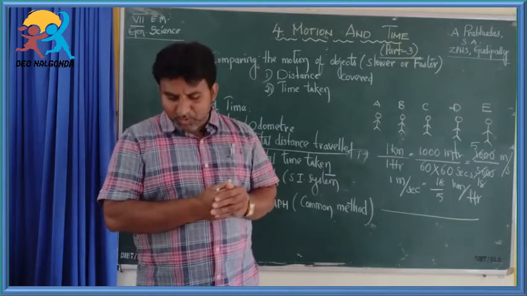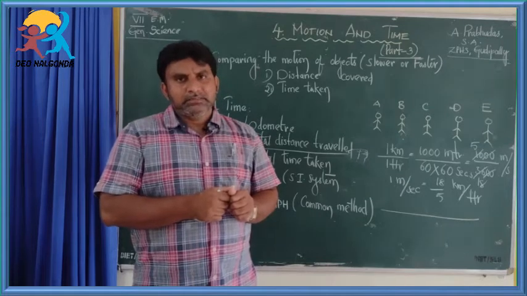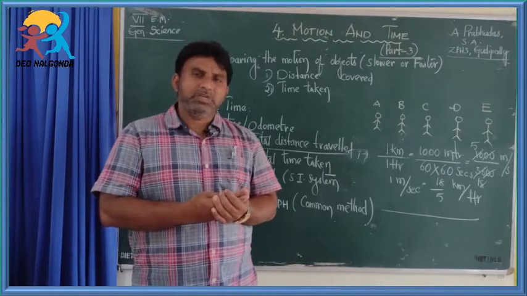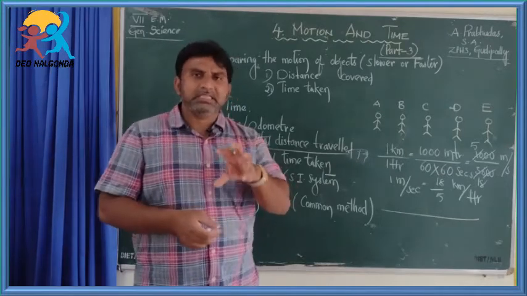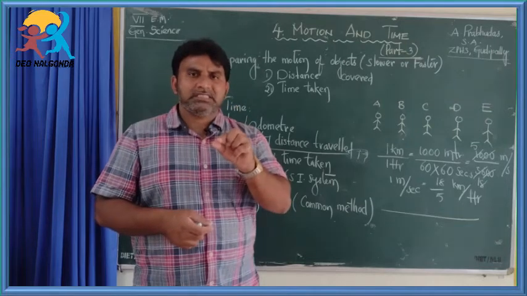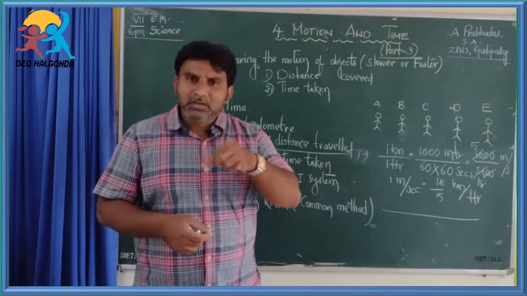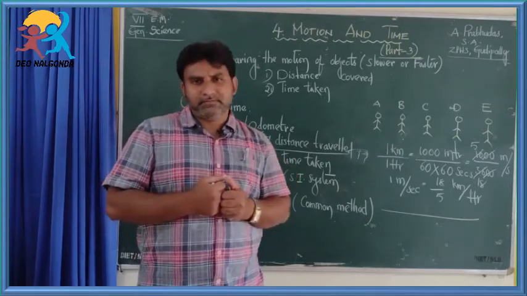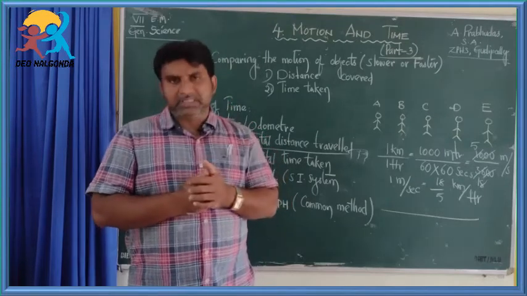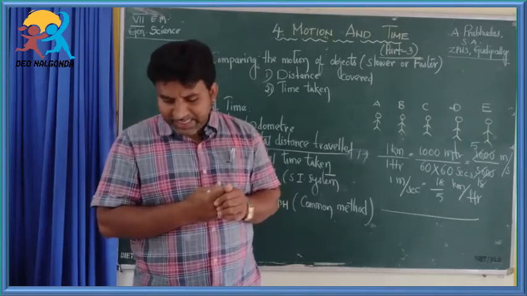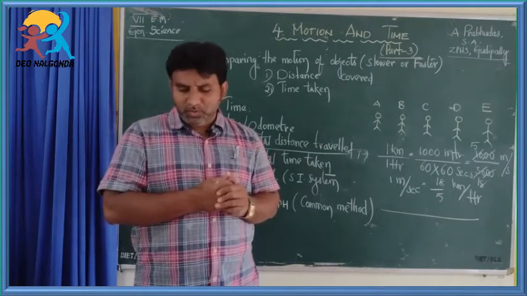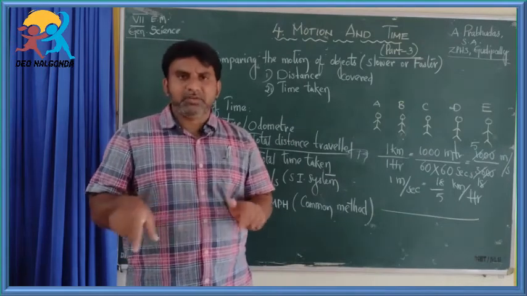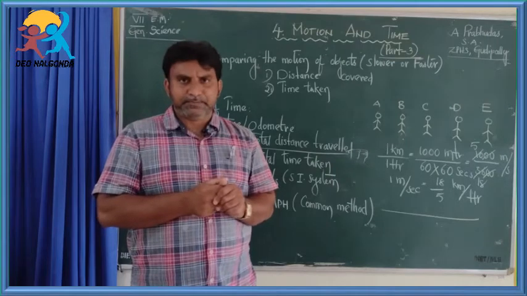Then you have rotatory motion and axis of rotation. What is axis of rotation? Axis of rotation is the point around which the rotating object rotates. That is called axis of rotation. You know very well what oscillatory motion is, and you also know what speed is and what average speed is. These are the keywords you come across in this unit.